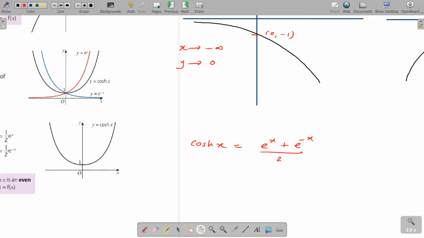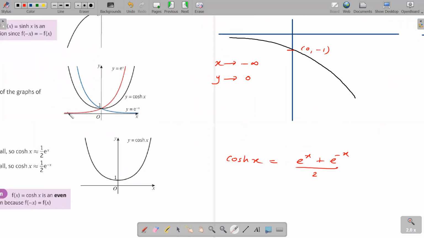You can see what's happening here. The red graph is the e to the power x graph, and the blue graph is the e to the power negative x graph. The black line shows the midpoint. The black graph goes exactly in the middle of these two points. If I join the two points, the black graph goes exactly in the middle. So that's how you get the cosh graph.